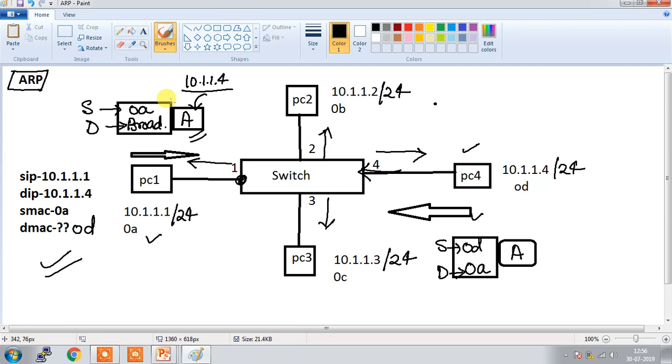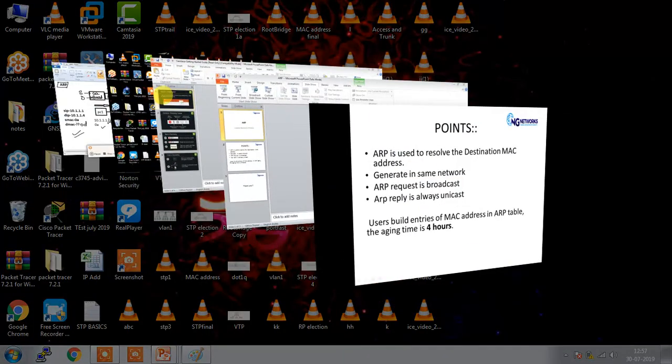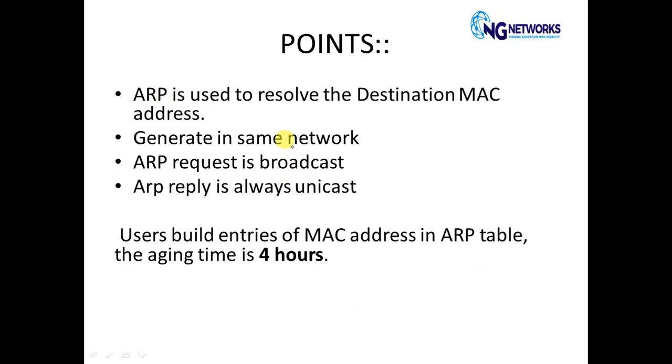generate the ARP request, and the IP for which the ARP request is generated will reply with the ARP reply. This is how the user will get to know the destination MAC, and the communication can occur between the users. And one more thing, guys: ARP is always generated in the same network. The other thing is the ARP request is a broadcast, which I've already discussed, and the fourth point is ARP reply is always unicast.